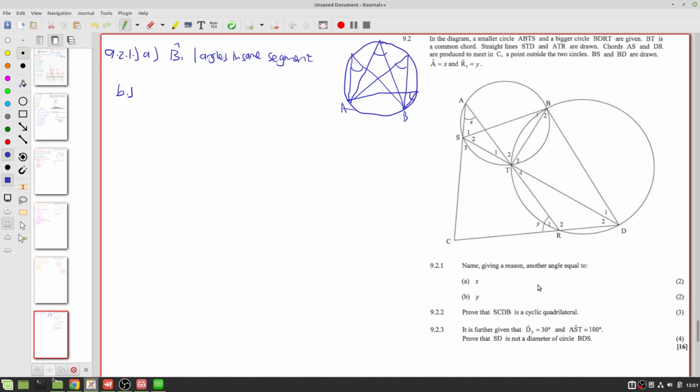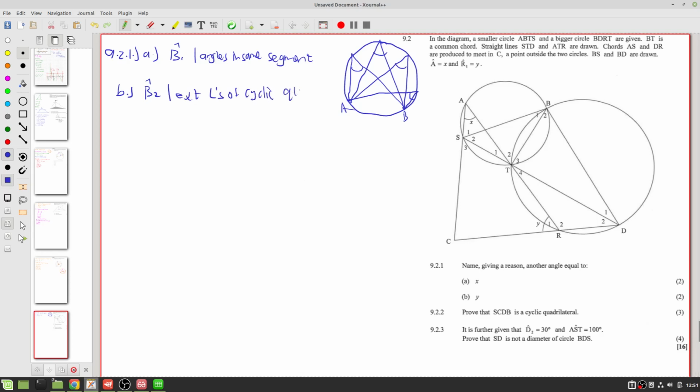But we do need to know a lot of theorems, right? We do need to know all the theorems so we can just spot the answer. Now if this is y, then this angle B2 would also be y. And our reason for that is exterior angles of a cyclic quadrilateral. So let's first write that down and then I'll explain. So exterior angles of cyclic quadrilateral.